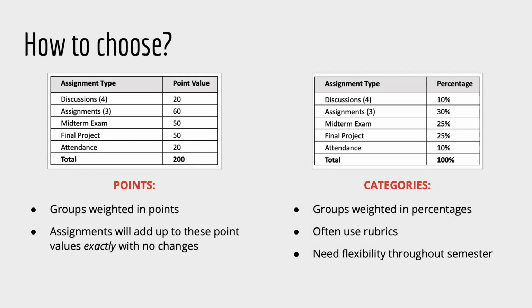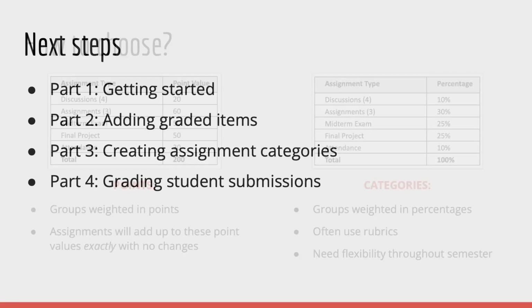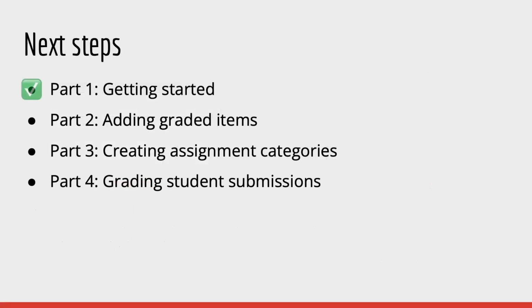If your chart is listed in percentages, or if you frequently use rubrics in your assignment grading, or if you simply prefer increased flexibility for unexpected changes that may come up throughout the semester, we recommend category-based grading. Begin thinking about this now, and we will return to this topic and make a final decision in Part 3. You've taken the first steps in setting up your Canvas gradebook. Next, grab a list of assignments or activities in your course and move on to Part 2, adding graded items.